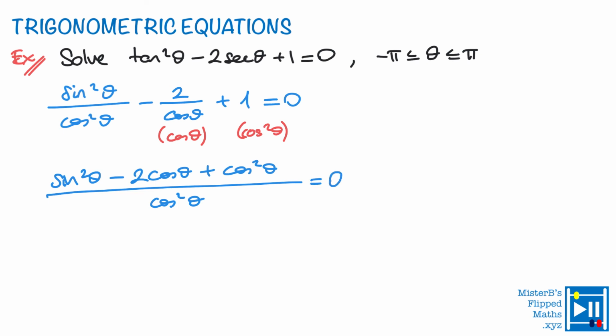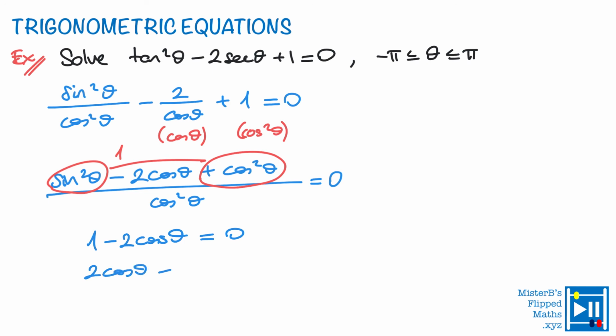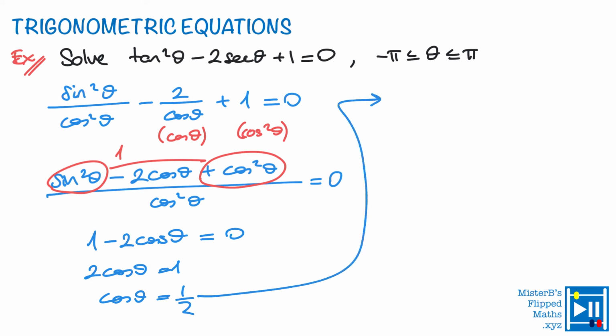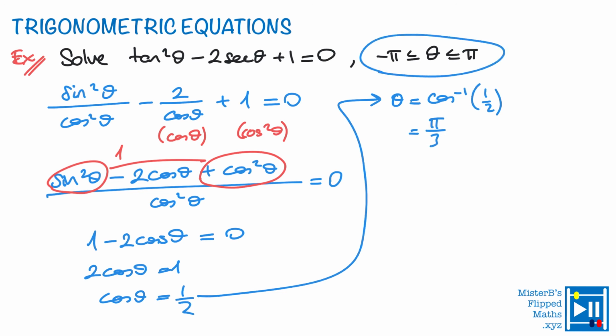At this point, I can get rid of the denominator, and I can get rid of sine squared theta plus cosine squared theta because these two make 1. So if I clear it up, it's going to be 1 minus 2 cosine theta equals 0. From which I can write 2 cosine theta equals 1 and cosine theta equals 1 over 2, which will take me to theta equals cosine inverse 1 over 2, which means pi over 3. Make sure that you change your settings to radian in your calculator.